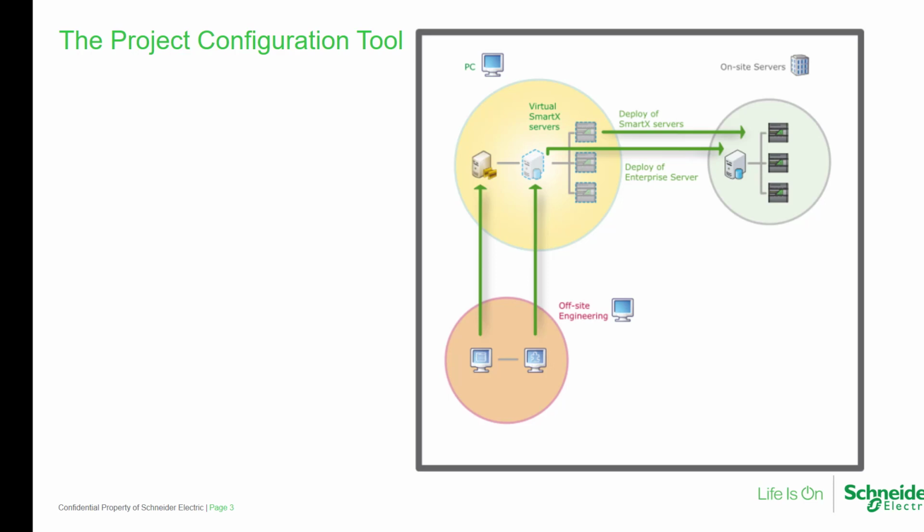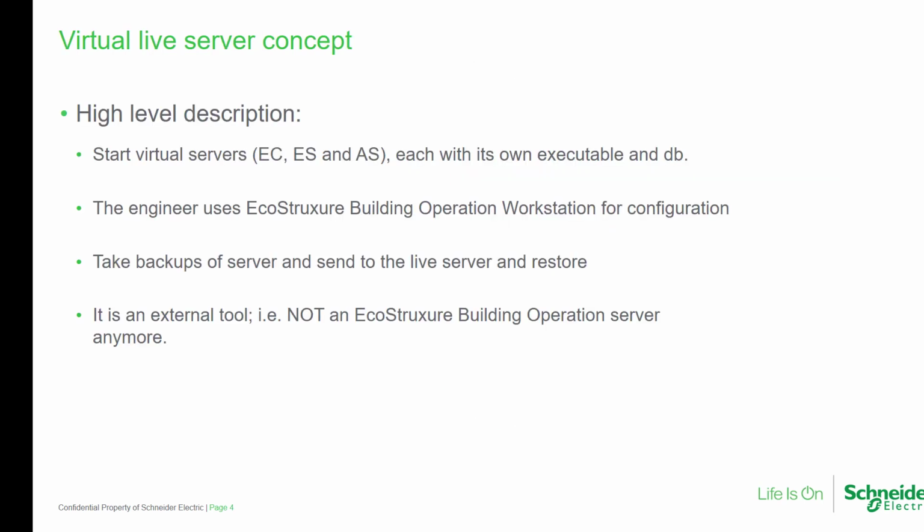The actual configuration of the servers and their objects is accomplished by running EcoStruxure Building Operation Workstation, as shown in the lower circle. And when the configuration is done and it's time to load the project into the live servers, you would deploy the configuration from the virtual world on the left into the real world on the right. So at a high level, you create a project, add and start the servers, log on to the servers with Workstation, do all of the necessary configuration, and then move the configuration to the site.